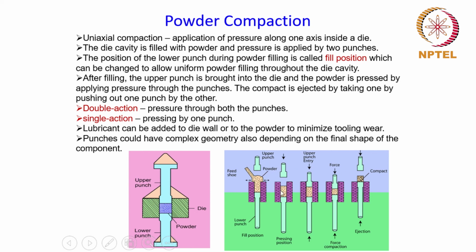Then we talked about the sequence of events as it happens during the compaction process. So there are different stages, as you could see from this pictorial over here, from powder filling in the beginning to the ejection of the compact at the end of the compaction process. And often a lubricant is added to the powder or to the die wall in order to minimize the wear and tear of the tooling, to increase the life of the tools which are used for the compaction process.